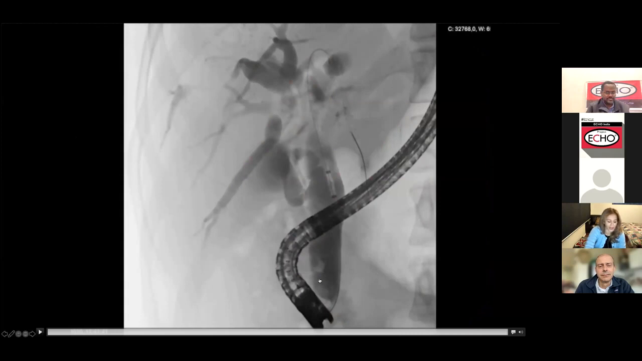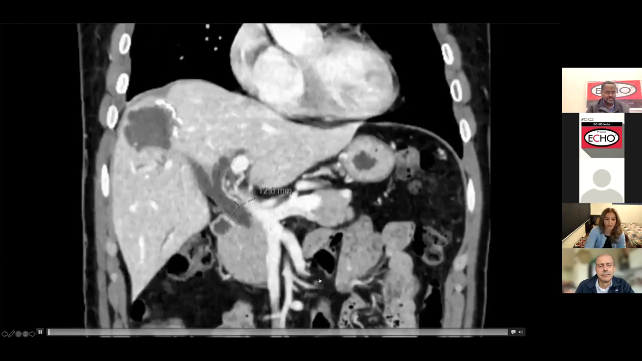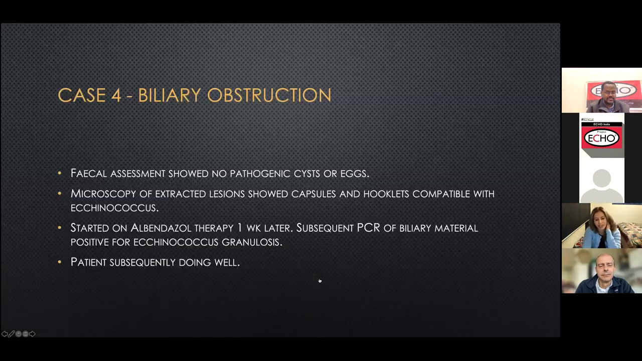So this patient, the fecal assessment had originally shown no cysts or eggs, but the microscopy of the extracted lesions showed echinococcus. He was started on albendazole, and subsequent PCR certainly showed that he had Echinococcus granulosus, and the patient is doing well. So just some final comments.